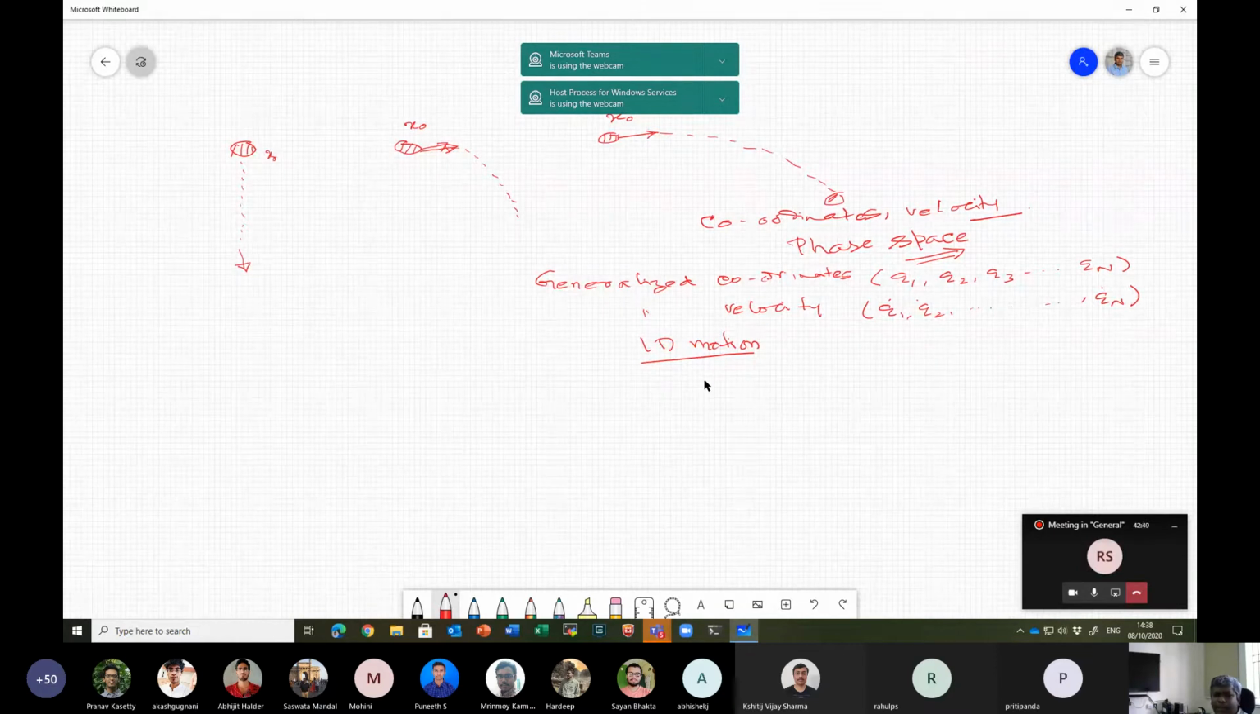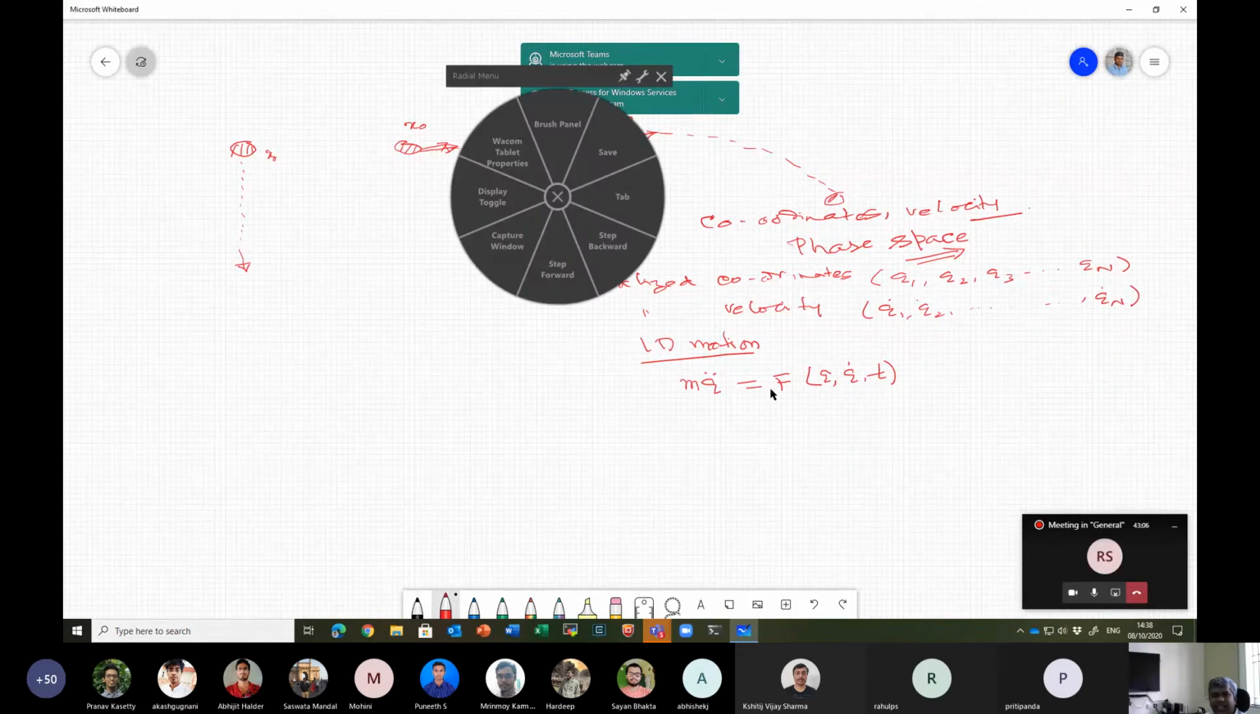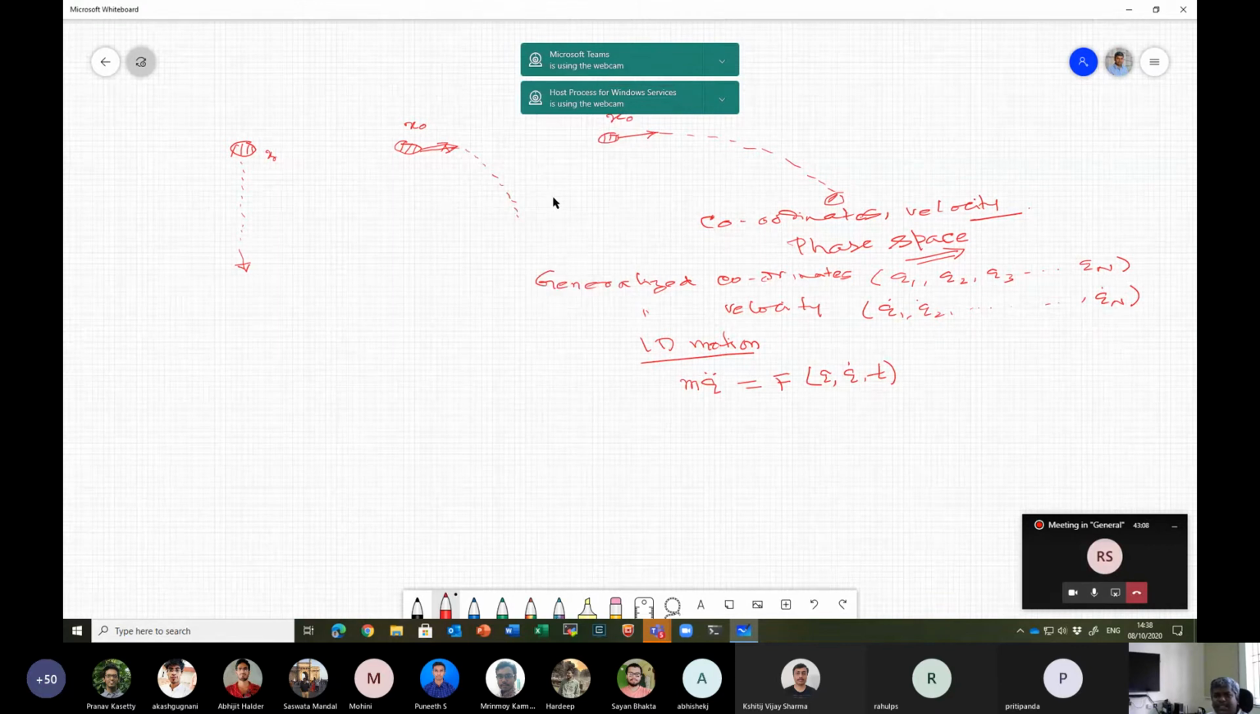So say you have a single particle which has a mass m, and so m q double dot is nothing but the force, right? And now the force can be a function of the generalized coordinates, a function of generalized velocities, and it can be a function of time. So we will describe each term of the force in great detail, because this is a very important concept that we are going to use here.